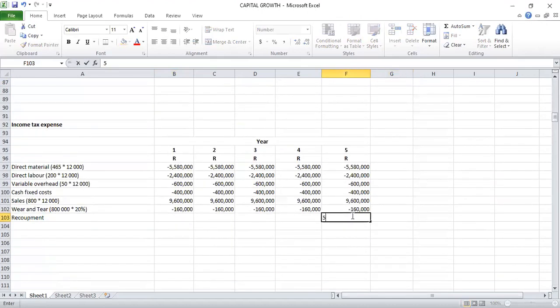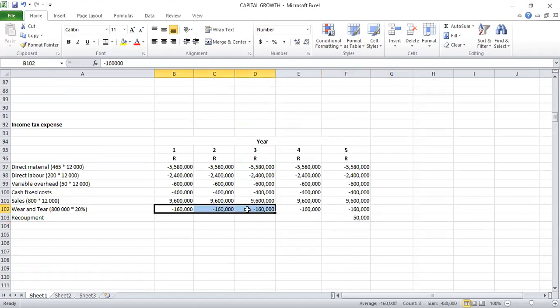But let's say they sold it in the 3rd year. The value was going to be 800,000 minus 160,000 times 3. So you're now going to compare the tax value to the scrap value to see if there's recoupment or scrapping allowance. There's recoupment if the selling price is more than the tax value. Like in this case, the tax value will be 0 by year 5. So when they sell for 50,000, the full amount will be recoupment.